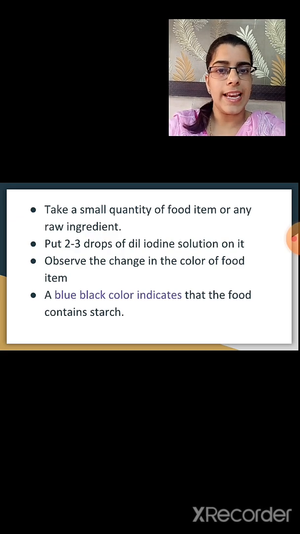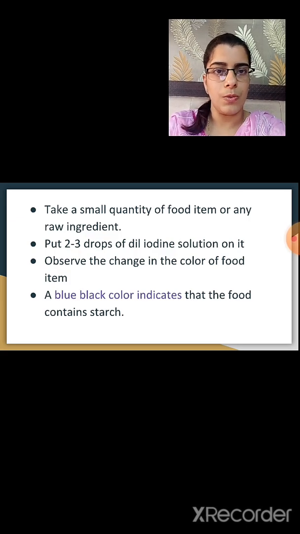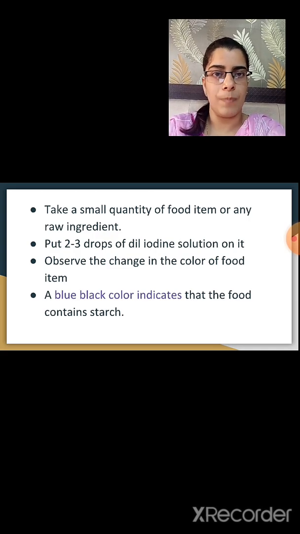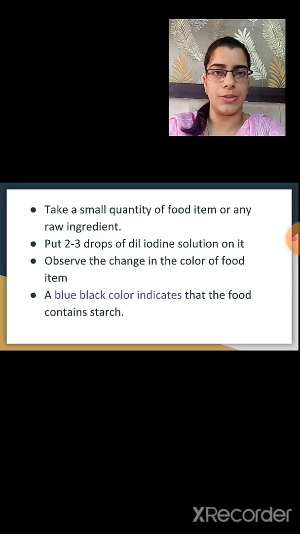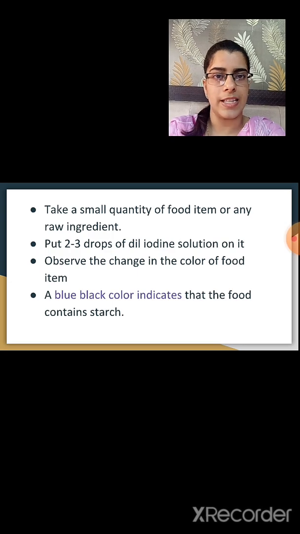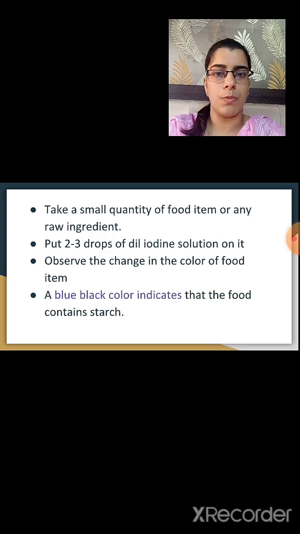If you see a blue-black color, that means the given food item contains starch. A blue-black color indicates that the food contains starch, which means carbohydrate is present in that food. I hope the test for carbohydrates is clear to you. We simply add 2 to 3 drops of dilute iodine solution. If the color changes to blue-black, the given food item contains starch.